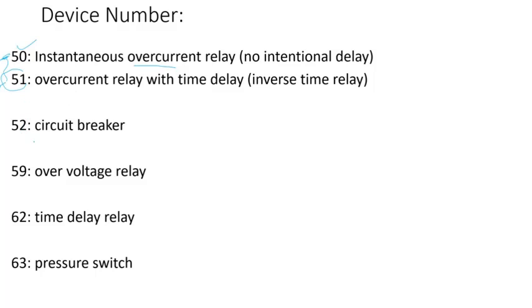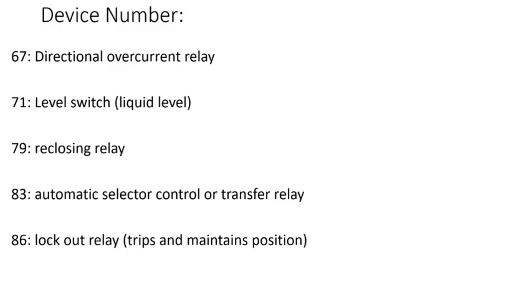52 is a circuit breaker. 59 is an overvoltage relay. 62 is a time delay relay. 63 is a pressure switch. 67 is a directional overcurrent relay. 71 is a level switch, liquid level.